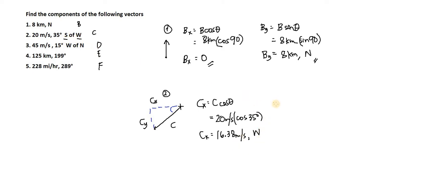Okay? Bakit siya west? Ito rin yung components nun. Okay? So, next, we have here our c sub y equal to c sine of theta. That will be 20 meter per second multiplied by sine of 35. So, that will be equal to 11.47 meter per second, and the direction is south. Okay, c sub y. You can use that.